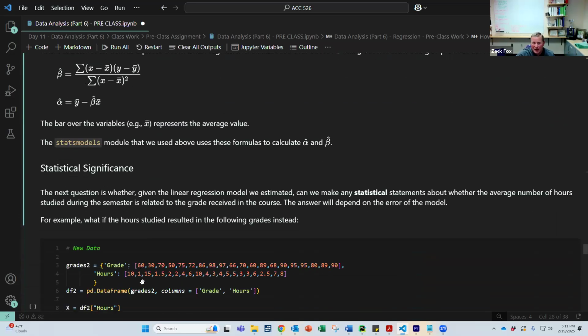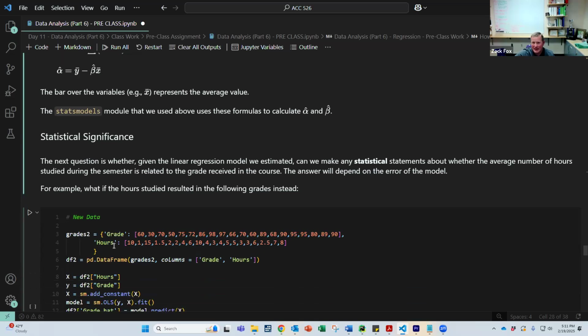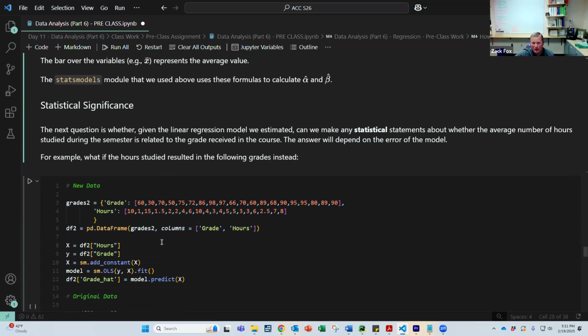Okay, so the next question now is, we've estimated a relationship, but does it even matter? Given the linear regression model we estimated, can we make any statistical statements about it, right? So we don't necessarily know if the hours worked translates to a better grade, right? We saw it, we've plotted the relationship, but we don't know if there's statistical significance. Okay, so this is going to depend on the error of the model. For example, what if the hours studied resulted in the following grades instead?